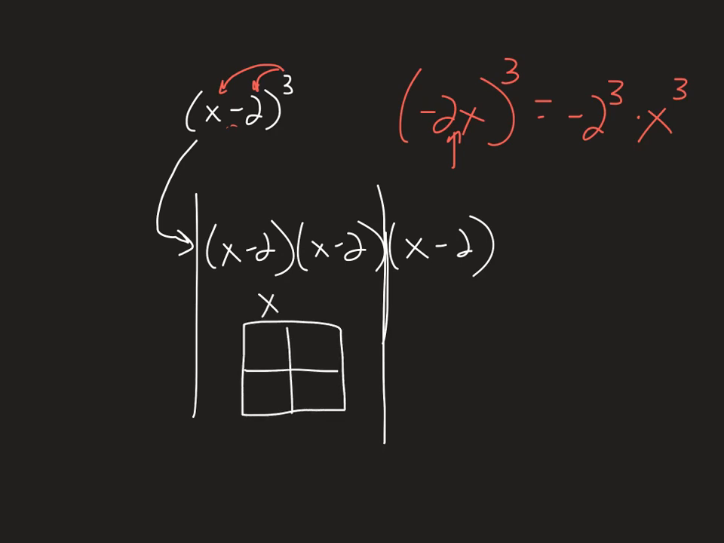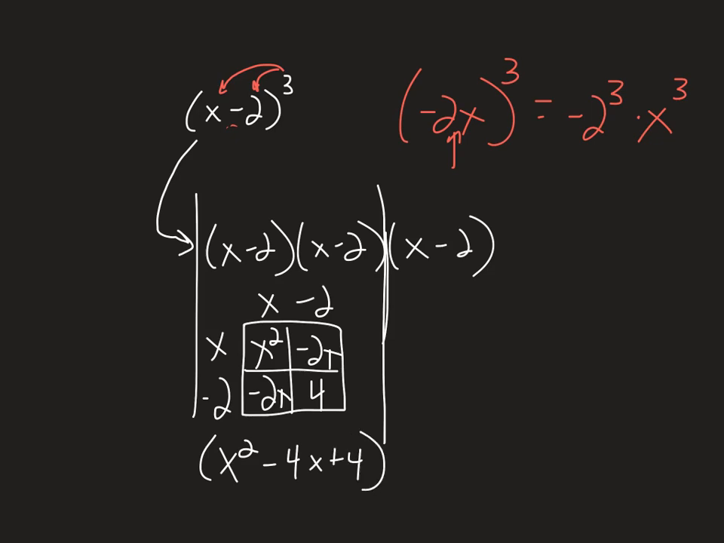I would have x minus 2, x minus 2, and then I'd fill in my box. So I have an x squared, I have negative 2x, negative 2x, and our negative times negative is a positive 4. So this really becomes x squared minus 4x plus 4. And then again, I'm going to bring this down, and we'll multiply this one on there last.